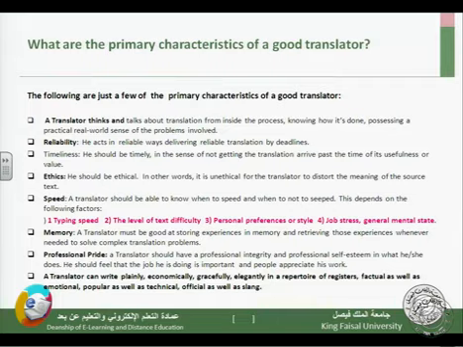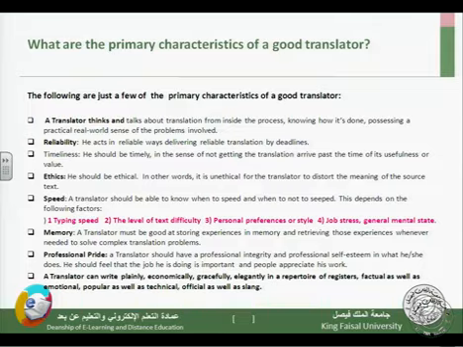Speed. Again, speed is very important for a translator, but speed depends on the following factors: typing speed, the level of text difficulty, personal preferences or style, job stress, and general mental state. All these factors play a role in the speed of the translator. Sometimes the translator can speed up, sometimes he is supposed to slow down. So you need to weigh it up according to the task given to you.